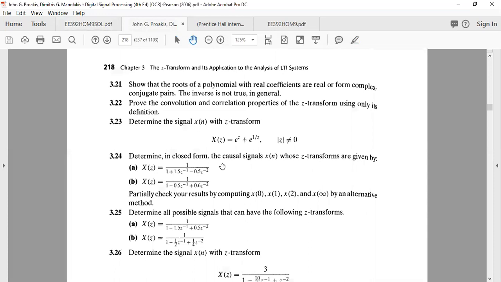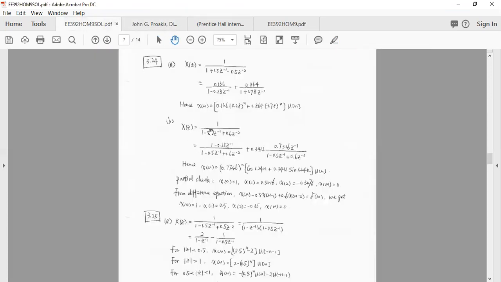Yes, it is a causal signal, right? We need to determine the causal signal x of n. Using the Z transform properties given on page 170 of your textbook, we can find x of n equal to 0.136 multiplied by 0.28 to the power of n plus 0.864 times negative 1.78 to the power of n, and the whole signal is multiplied by u of n.